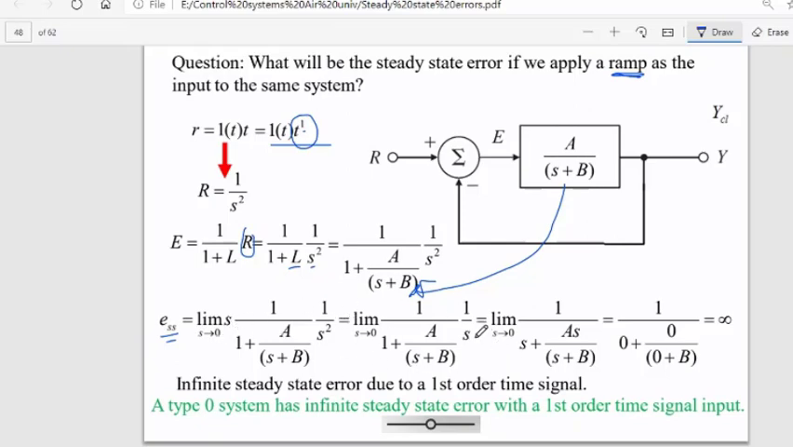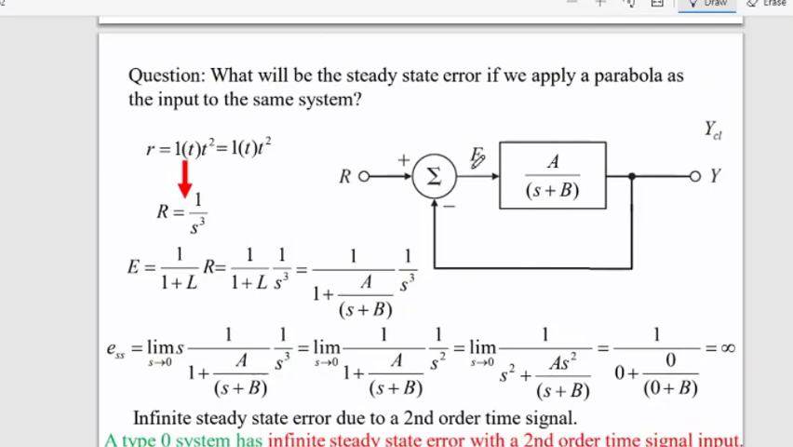Simplifying things, this is cancelled with s, so I'm left with 1 over s only. Now I'm putting s equal to 0, so this ultimately gives me infinity. Now see that the input is a ramp of order 1, and it is giving me an infinite value. So a type 0 system has infinite steady state error with a first order time input signal. This is the conclusion. If we apply an input of higher order than the order of the system, the steady state error will always be infinite.